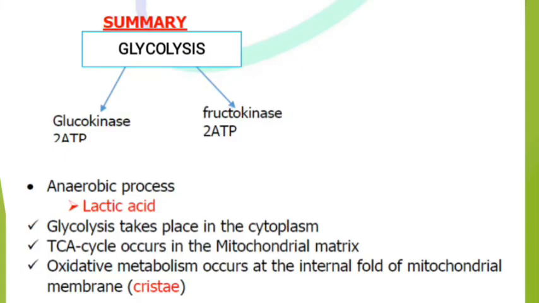Summary: glycolysis, either by glucokinase or hexokinase, makes use of 2 ATP. Anaerobic process, anaerobic glycolysis. End product is lactic acid. Glycolysis takes place in the cytoplasm. These are objective questions in medical MBBS, second MBBS exam. Glycolysis takes place in the cytoplasm. TCA cycle occurs in the mitochondrial matrix. Oxidative metabolism occurs in the internal fold of the mitochondrial membrane.